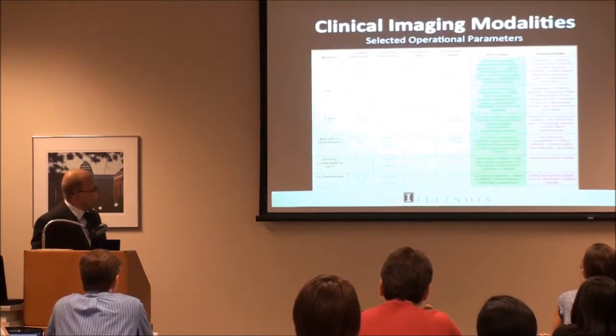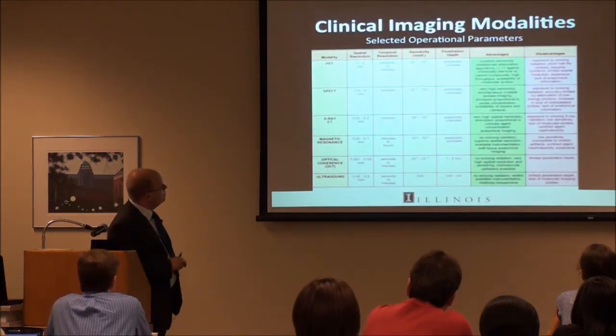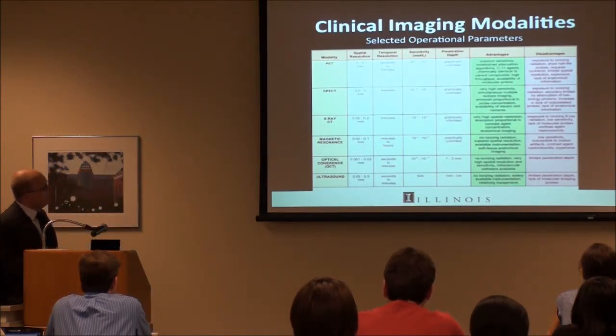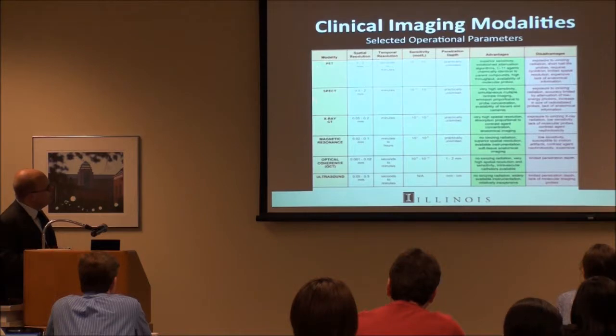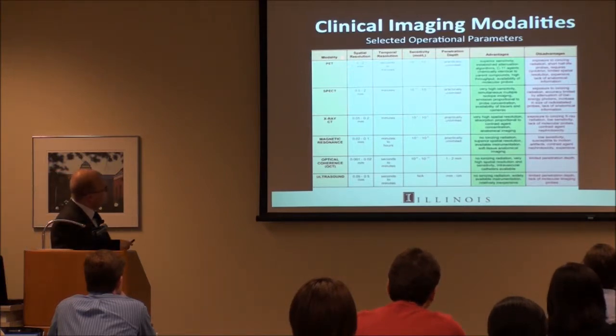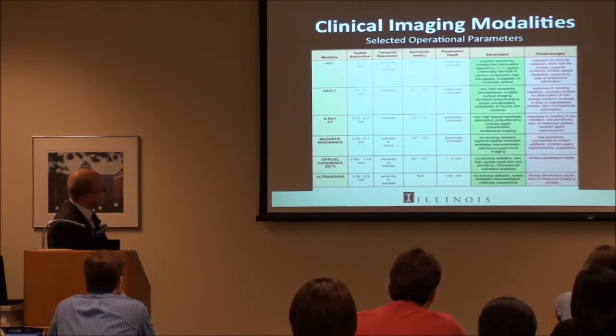So there is a table here which shows the clinical imaging modalities with some selected operational parameters. I chose a couple of the most commonly used in clinics: the nuclear imaging techniques like PET or SPECT, then X-ray computed tomography, magnetic resonance, optical coherence, and ultrasound. You can see that there is a difference between the spatial resolution of those different techniques, the temporal resolution, sensitivity, penetration depth.